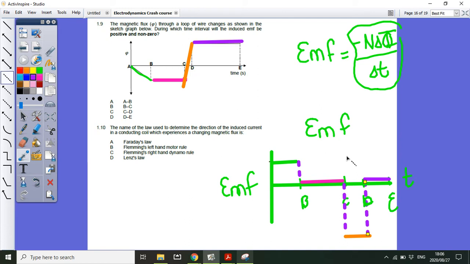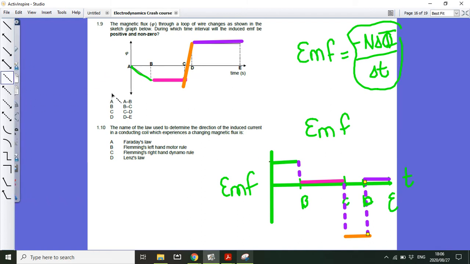So now we can go and answer the question. They say, during which time interval will the induced EMF be positive and not 0? So in these bits here, the EMF was 0, so we're looking for positive and not 0. So that would be from A to B. So the answer there would be A. All right, multiple choice, don't just guess them. Please remember they are important.